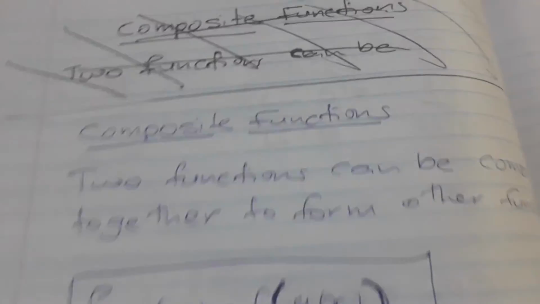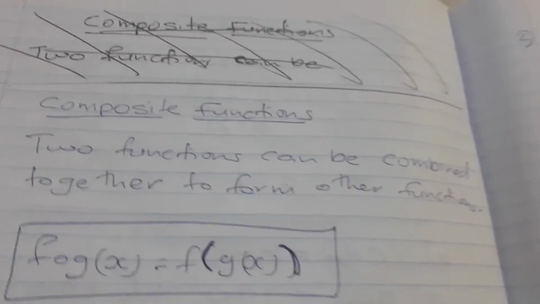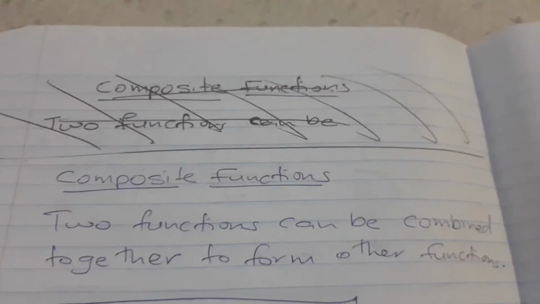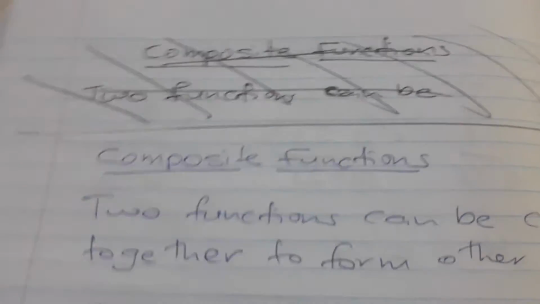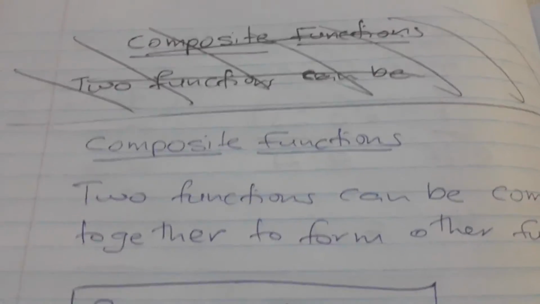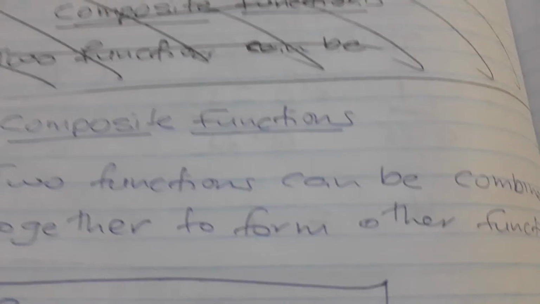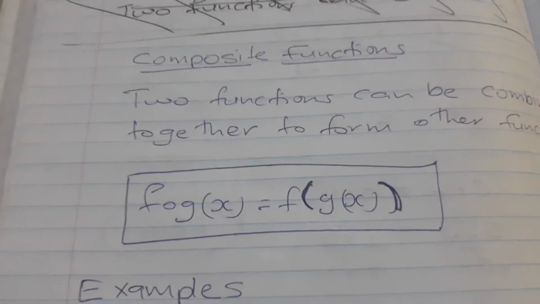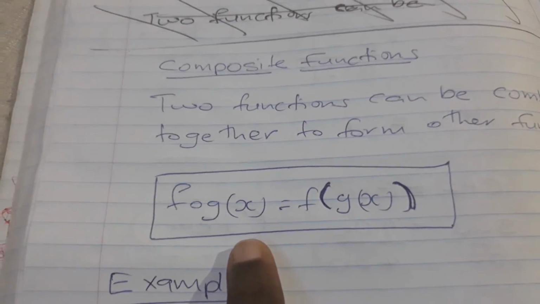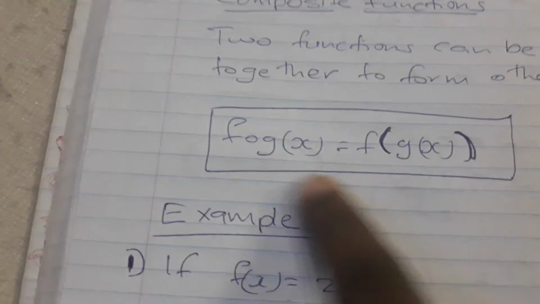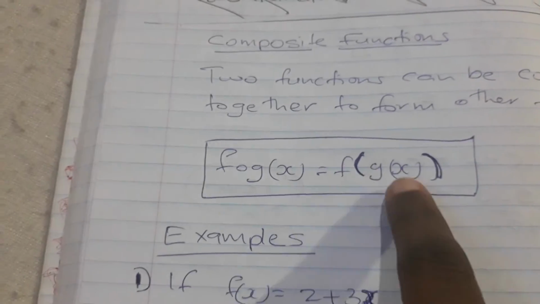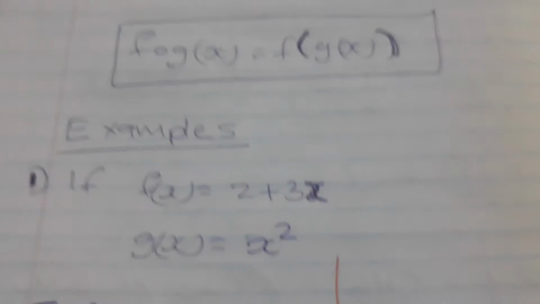Okay, composite functions, in my own words, means that two functions can be combined together to form a function. That means we'll put a function, which is like an equation, inside another equation. For example, if I have a function f and a function g, then f of g of x means I'll put function g of x inside the function f. Okay, we are going to look at some examples.